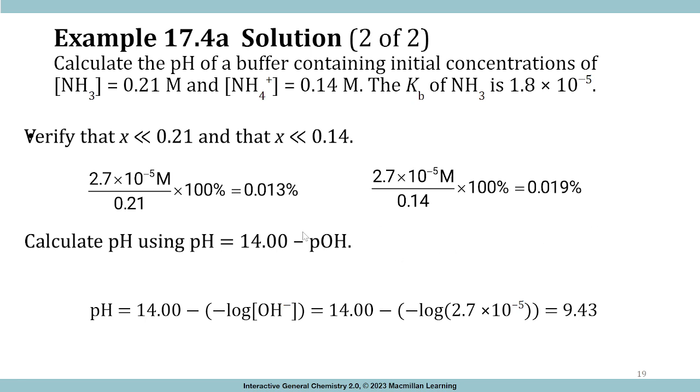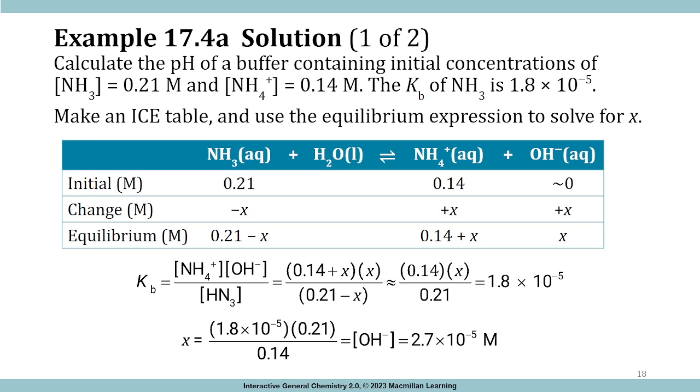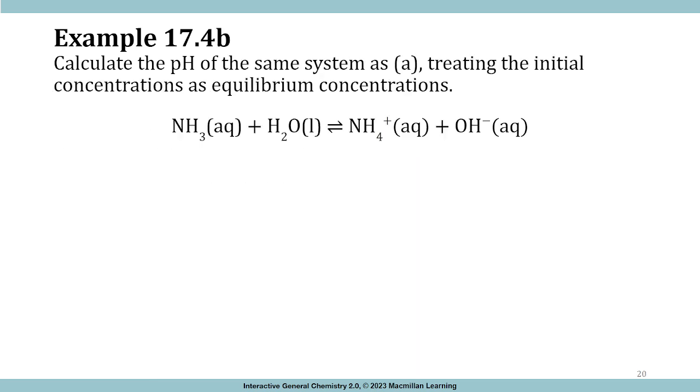So to get the pH, the easy way to do that is to take 14 minus the negative log of your OH minus concentration. So I'm going to go 14 minus the negative log of 2.7 times 10 to the negative 5. When I solve that out, that gives me 9.43. Anybody have any questions? Does it make sense to be over pH 7? Yeah. I added a base, didn't I?